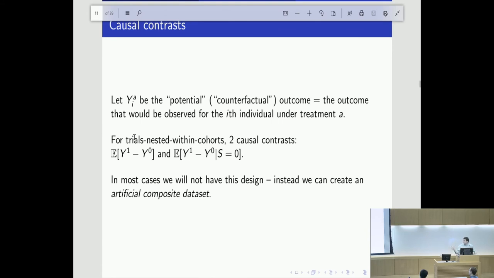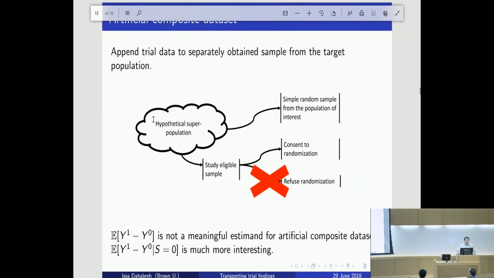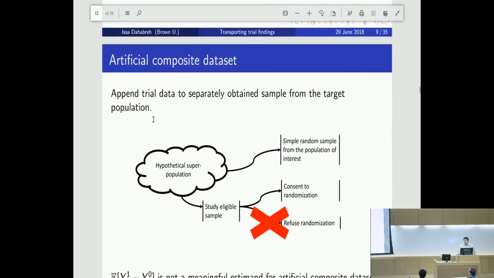Now, both of these are interesting, but they're not equally interesting when we use what I'll call an artificial composite data set. From all the trials you've read, almost never do you get a trial nested within a cohort of eligibles. Usually you just get a trial, right? So in that case, you can make what I call an artificial composite data set. That's a data set that's created by appending the completed trial to a sample of people from the population you're interested in who would be eligible for the trial, okay?